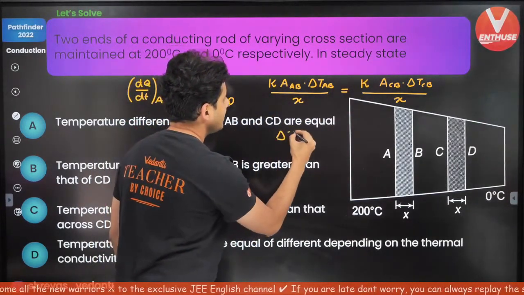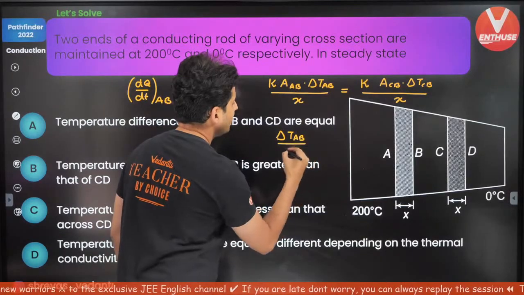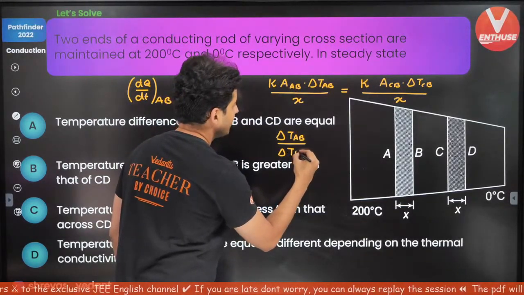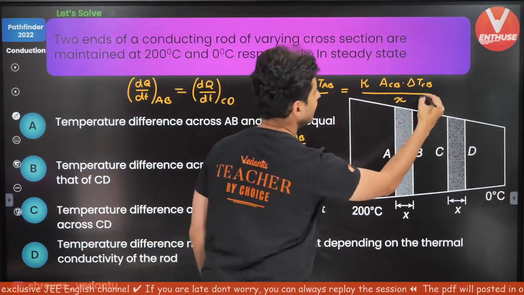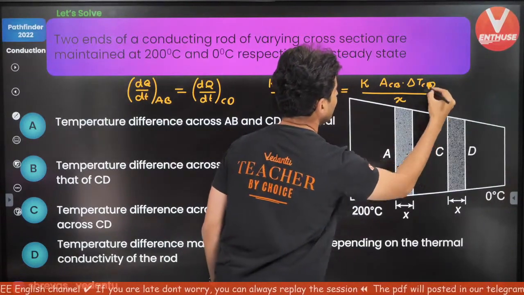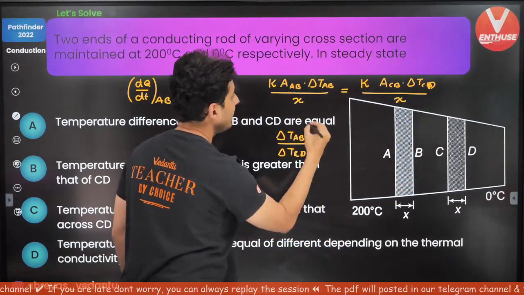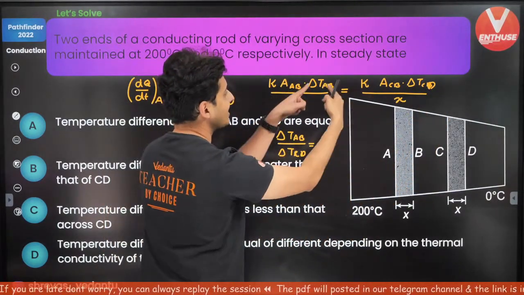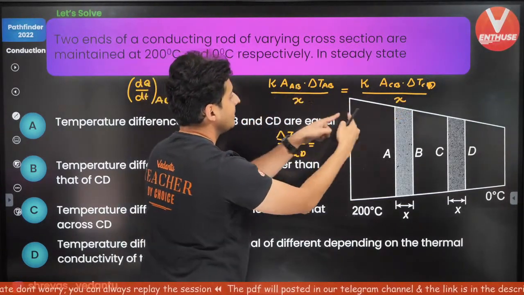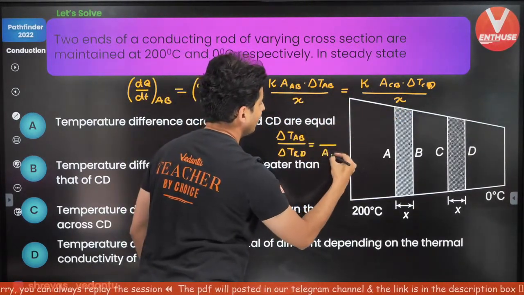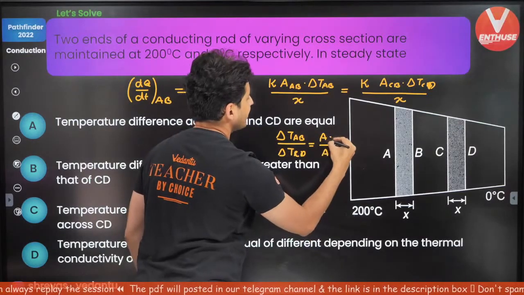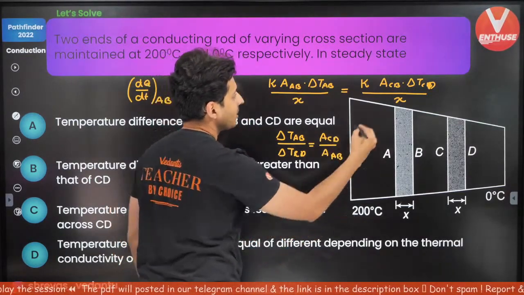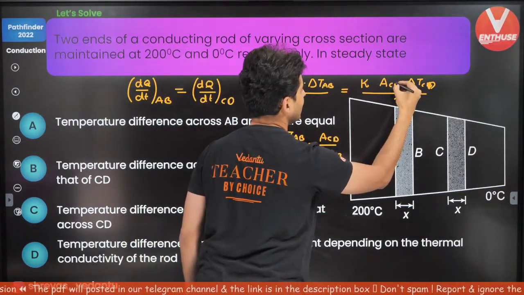Can you see delta T AB divided by delta T C, sorry, it was CD, not B. It was CD. So CD will be equal to, check this out. Take this CD over here. This AB goes down. Area of AB goes down. Area of CD comes on the top. This was also CD.